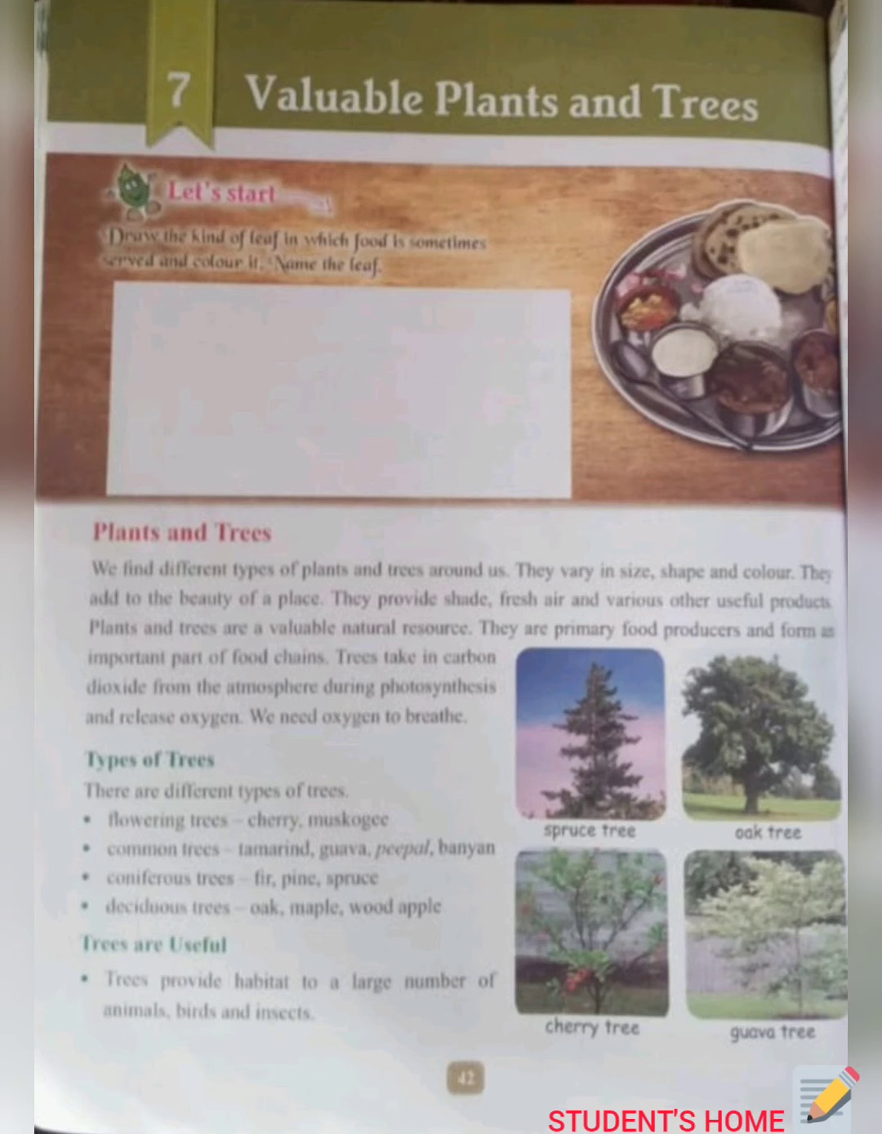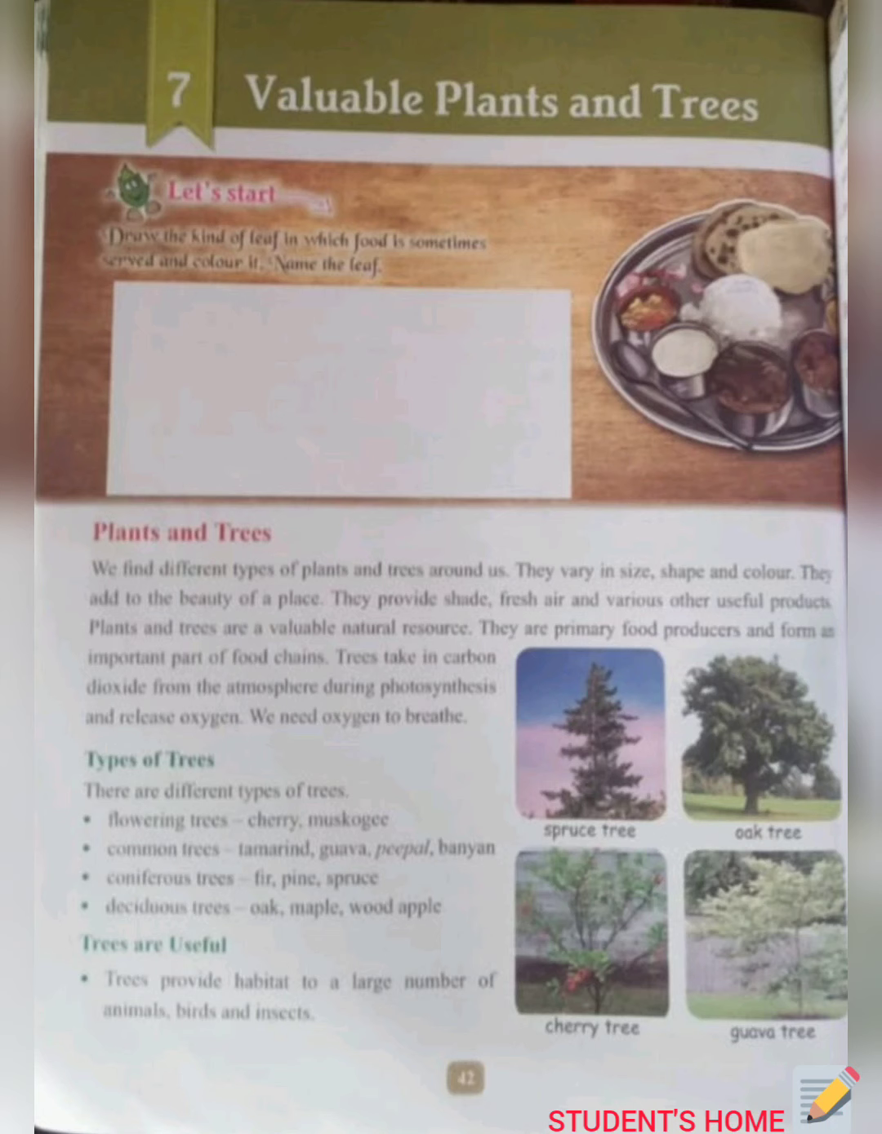They add to the beauty of a place. They provide shade, fresh air and various other useful products. Plants and trees are a valuable natural resource. They are primary food producers and form an important part of the food chain. Trees take in carbon dioxide from the atmosphere during photosynthesis and release oxygen. We need oxygen to breathe.